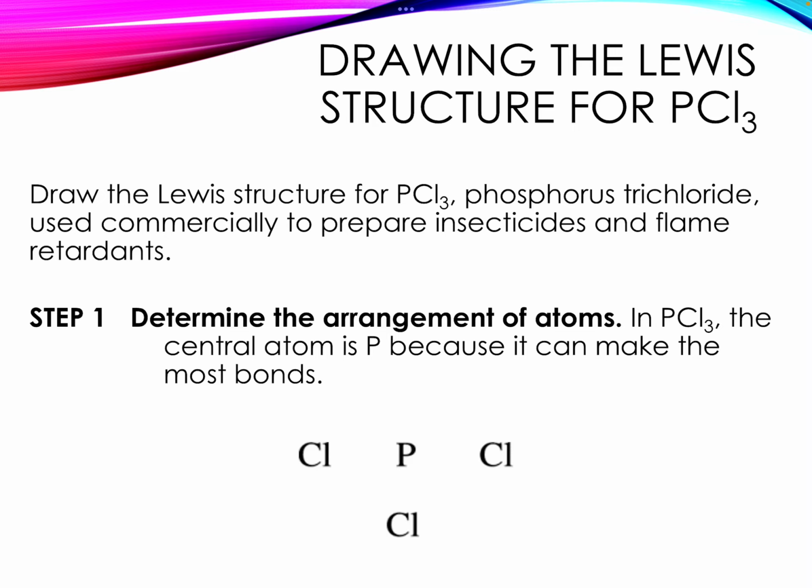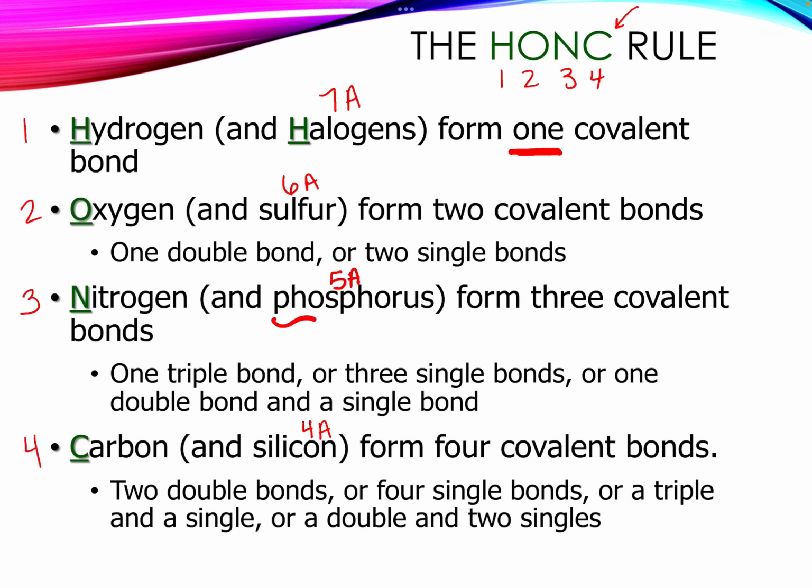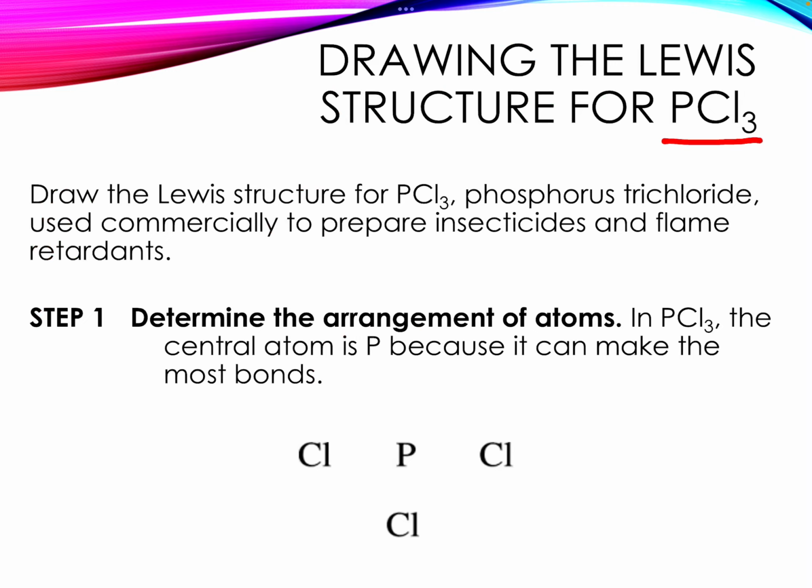All right, let's go ahead and try this out. We are going to draw the Lewis structure for phosphorus trichloride. Our first step is to figure out which one goes in the middle. The central atom is phosphorus because it can make the most bonds. If we think about the HONK rule real quick, phosphorus is in group 5A, and you'd be able to figure that out by looking at your periodic table. Phosphorus is in group 5A, which means it can make 3 bonds, whereas chlorine is a halogen, which means it can only make 1 bond. So phosphorus goes in the middle because it can make the most bonds. That's why you see phosphorus here in the middle and the 3 chlorines on the outside.